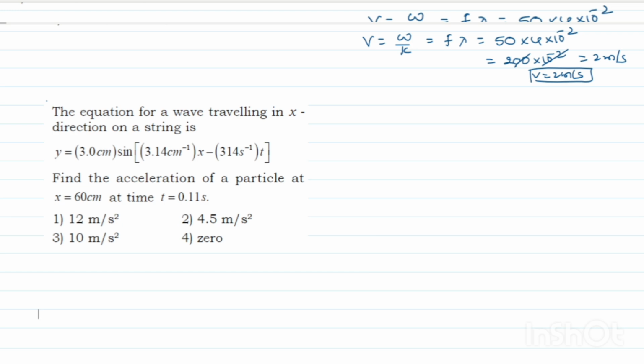Now let us see the next question. The equation for a wave traveling in x direction is given as y equal to 3 centimeter sin(3.14 centimeter power minus 1 into x, minus 314 second inverse into t). Find the acceleration of the particle at x equal to 60 centimeter and at a time t equal to 0.11 second.